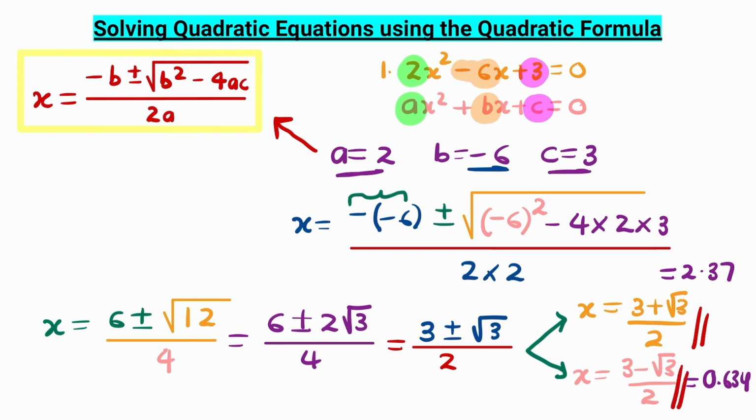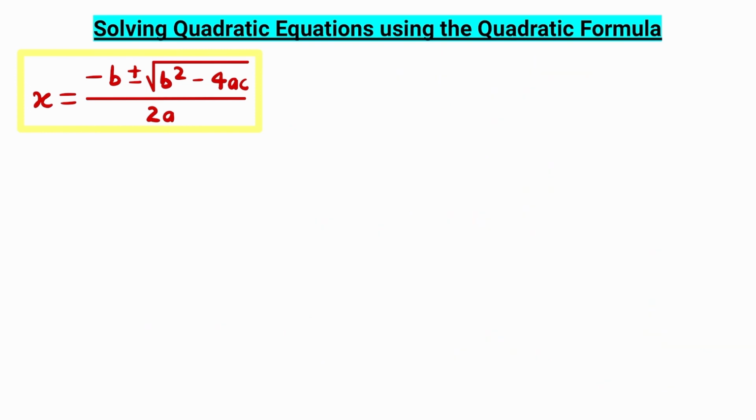You can keep it in either fraction form or decimal form, but I prefer to keep it in fraction form because it's more accurate. Let's move on to our next example. X squared plus 4x minus 8 equal to 0. Now what should we do?